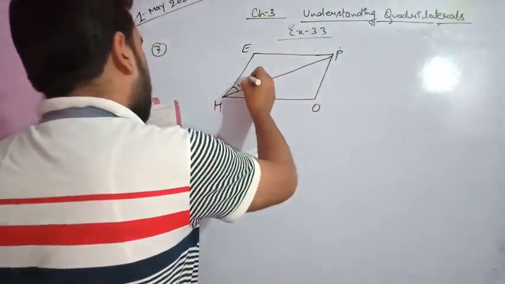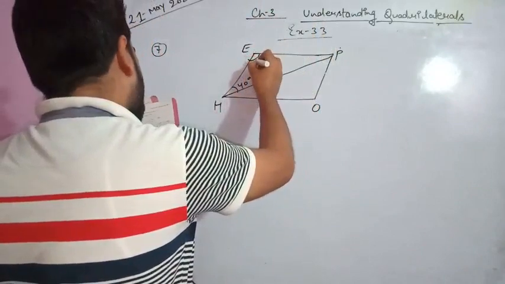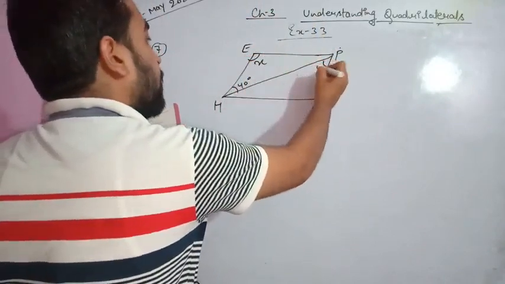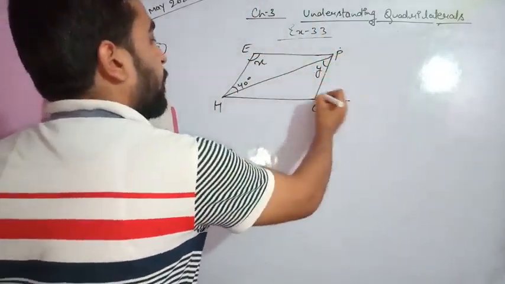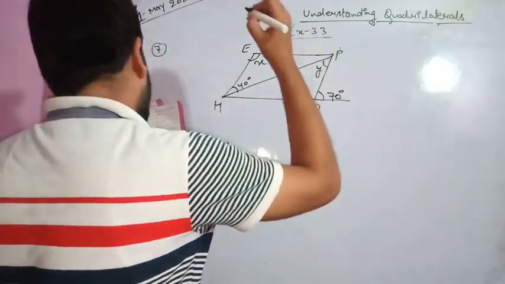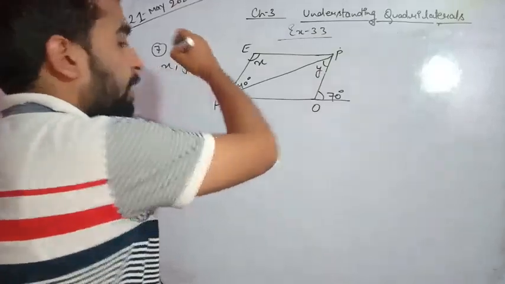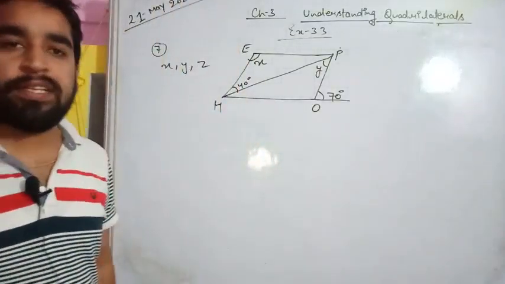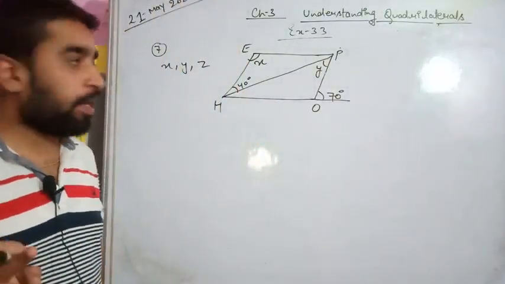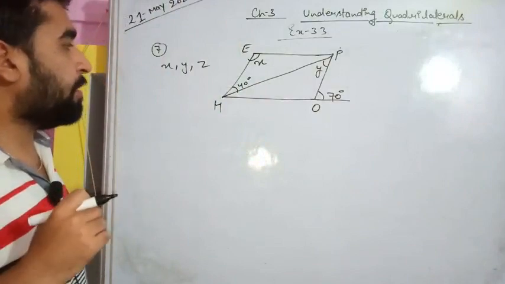This angle is 40 degrees. This angle is Y. And the exterior angle is 70 degrees. We have to calculate the value of X, Y and Z. So few angles are given to us and we have to calculate the value of X, Y and Z.